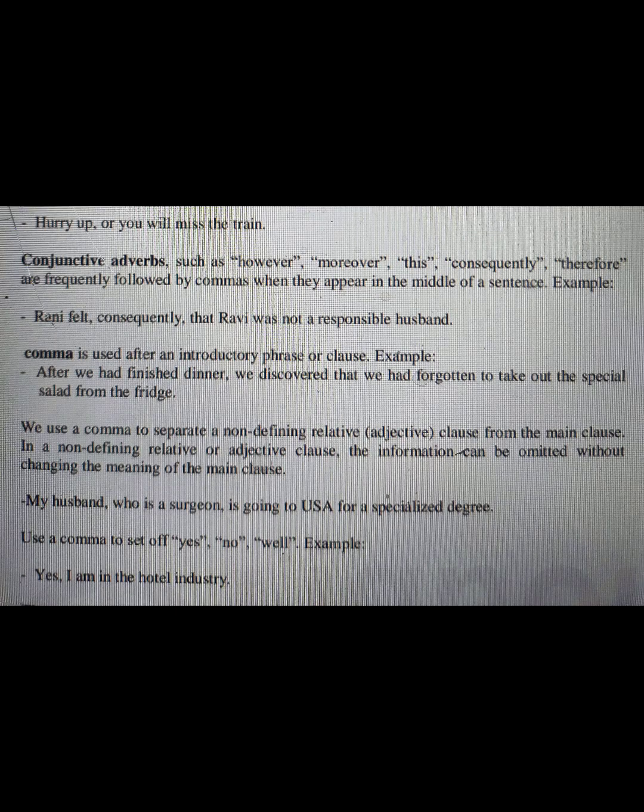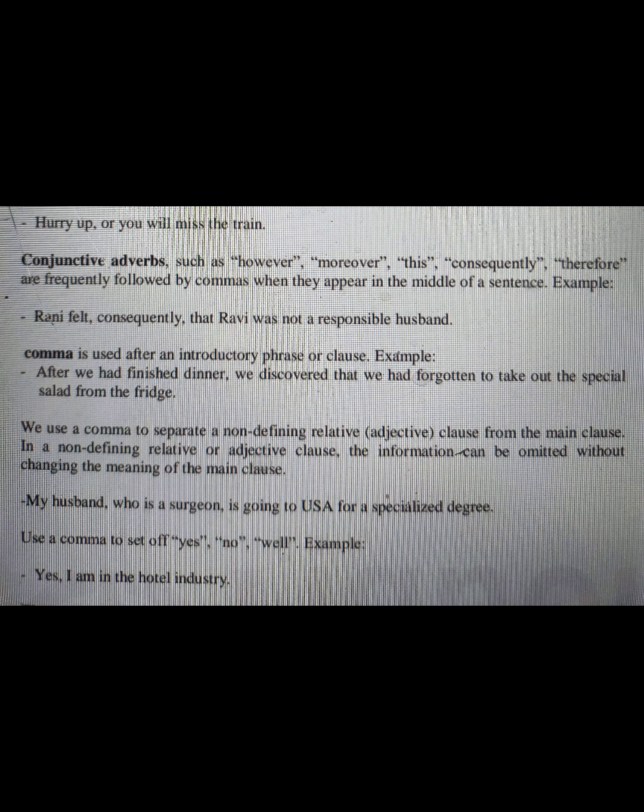Conjunctive adverbs, such as however, moreover, consequently, therefore, are frequently followed by commas when they appear in the middle of a sentence. Example: Rani felt, consequently, that Ravi was not a responsible husband. A comma is used after an introductory phrase or clause. Example: After we had finished dinner, we discovered that we had forgotten to take out the special salad from the fridge.